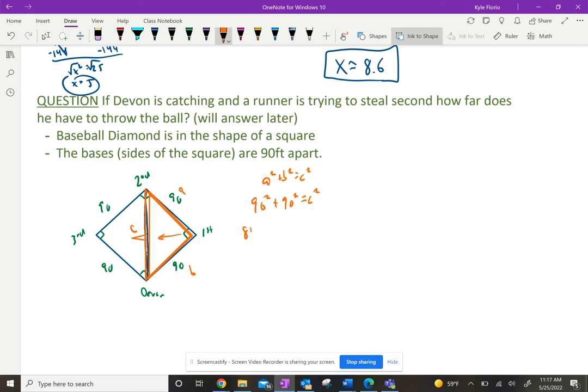90 times 90 is 8100, equals C squared. 8100 and 8100 is 16,200. So if I want to find that distance, we've got to take the square root of that number. And if you put that in your calculator, you do the square root of 16,200.